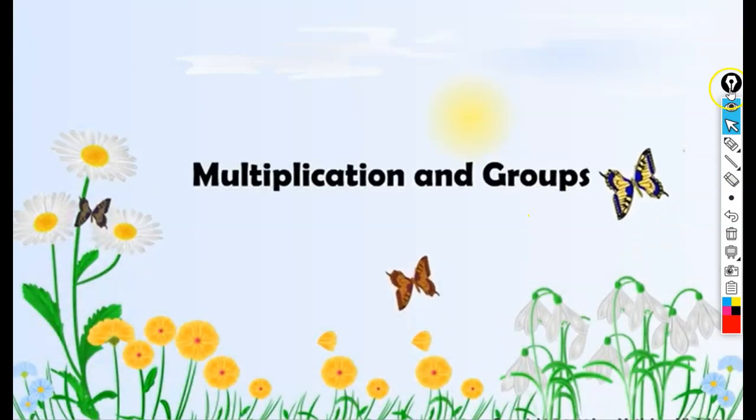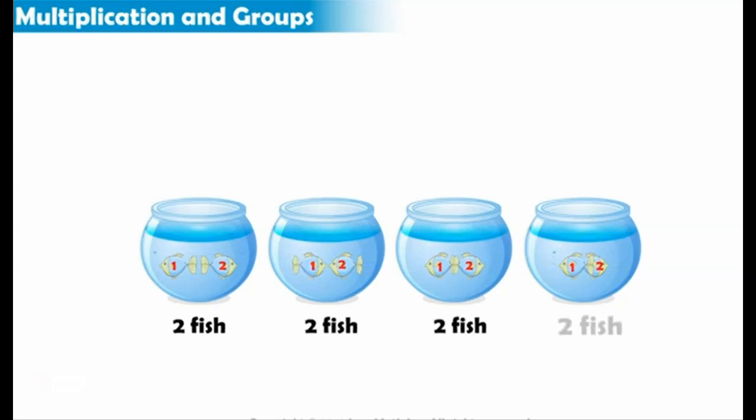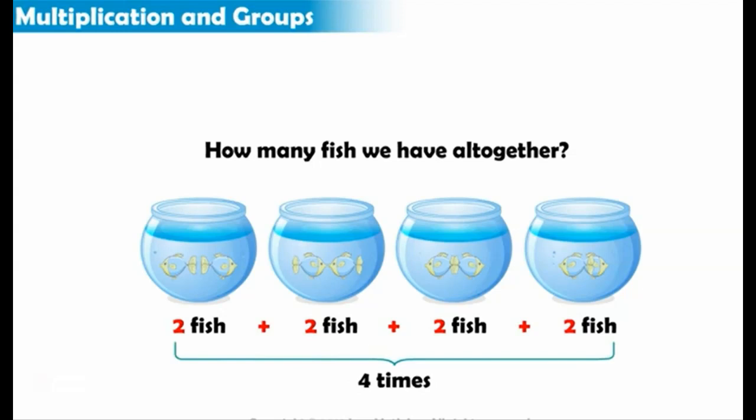Multiplication and groups. Suppose we have these 4 fish bowls, and each bowl has 2 fish. How many fish do we have altogether? We can use addition to find the total number of fish in all bowls. We have 2 plus 2 plus 2 plus 2. It seems like we add 2 4 times.